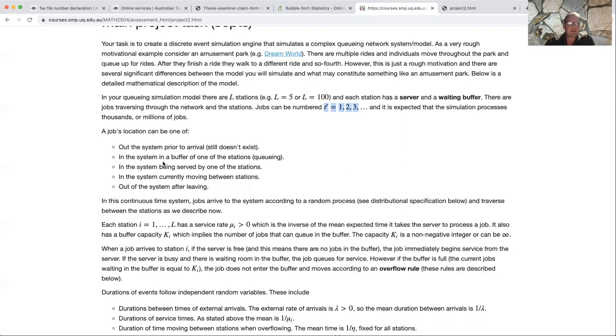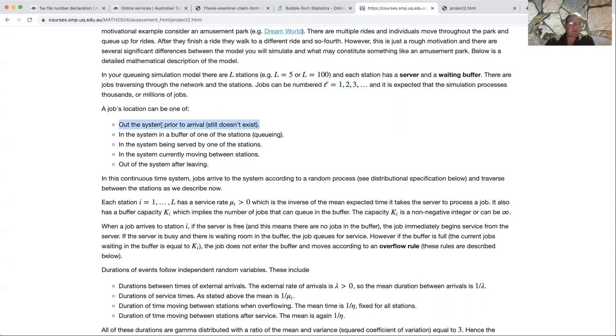So where can a job be? A job can be out of the system, it just hasn't arrived. A job can be in the buffer of one of the stations, queuing, standing in line. A job, again, is a customer. A job can be served, so it's actually being served by a server. In Dream World, many jobs can be served in parallel by one server. You seldom have a ride that just takes a single person. But here the server just serves one job at a time. Or the job can be in the system moving between the stations, the servers, or it can leave.